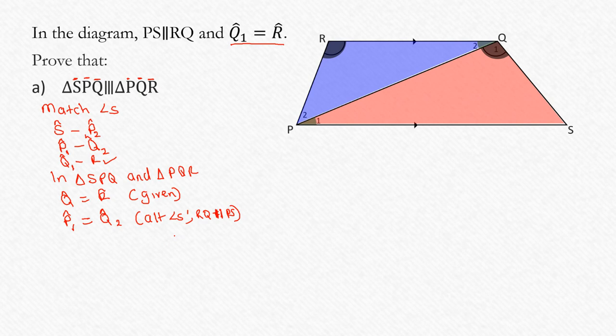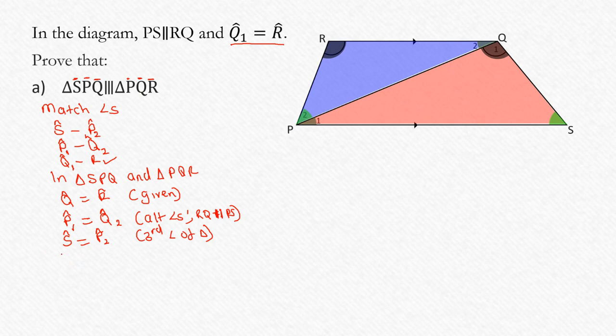And then we have the third pair. They are going to be equal because it's the third angle of the triangle. So angle S is equal to angle P2, because it's the third angle of the triangle. So now we've proved that. Because it's angle, angle, angle, that's the condition for similar triangles. Similar triangles are equiangular, or their corresponding sides are proportional. So these two triangles are equiangular.